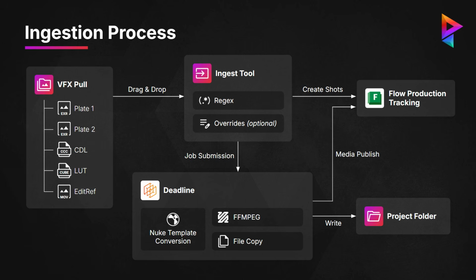Next, the ingest tool will then submit all the files to the render farm, and a batch process of the file copy will take place, but also some color conversion, for example, with a Nuke template, will be done. The converted data will then be written into the project folder structure, and the corresponding shots are created in Prism as well as in Flow or in any other shot tracking like Kitsu or FTrack. Finally, a first shot will be published to Flow.